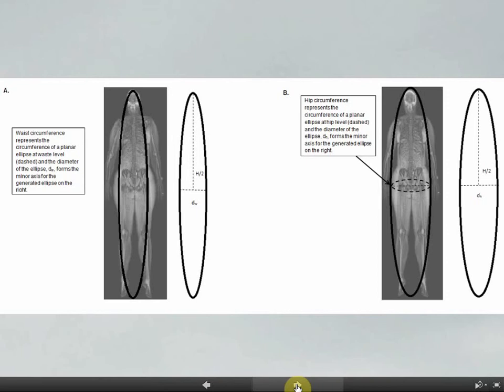And you can use the waist circumference for the minor axis of that ellipse, the diameter of the waist circumference. You can actually calculate that diameter if you know the waist circumference, and you assume that this is a circle. I can also do the same with hip circumference. So we have a hip circumference model and a waist circumference model.